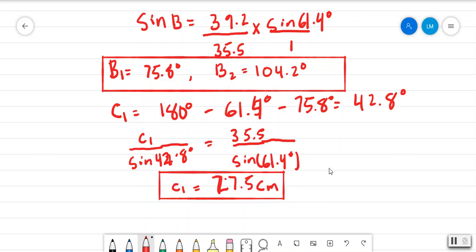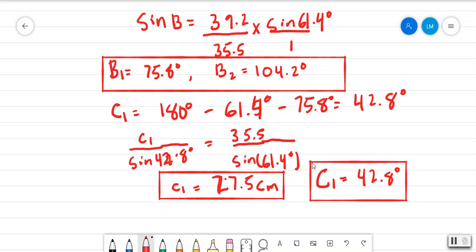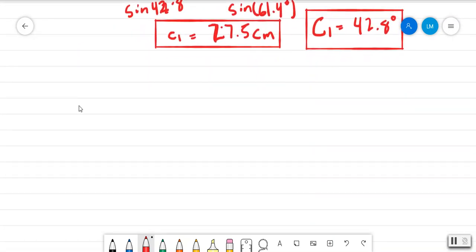And note that angle C1 was equal to 42.8 degrees. So I found my first angle. Okay, so all that we need to do is find angle measure C2. Now, angle measure C2, and I know this is a little weird, is 180 minus 61.4 degrees minus the 104.2.